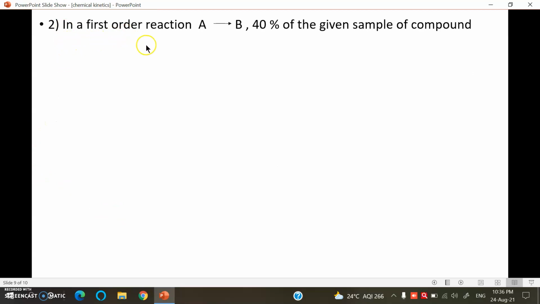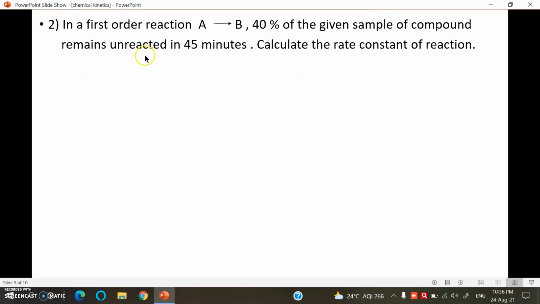In a first order reaction, A reacts to give B. 40% of the given sample of compound remains unreacted in 45 minutes. Calculate the rate constant of the reaction. Solution. That is a first order reaction. We have to write the integrated rate equation for first order reaction.